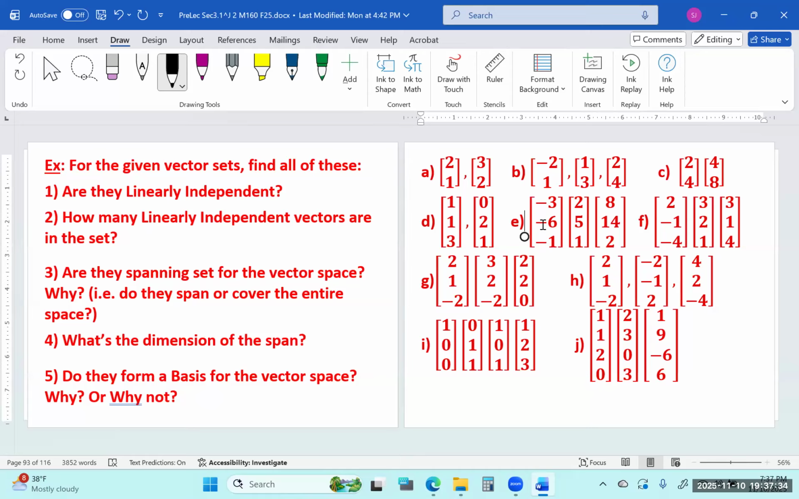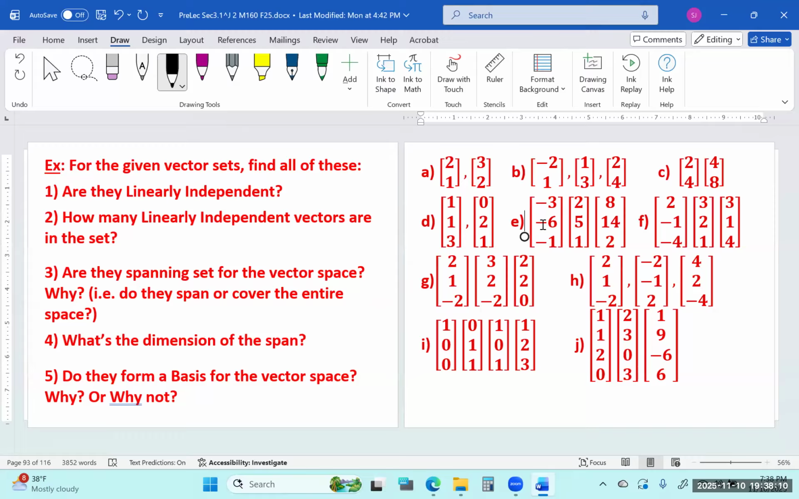Is it a spanning set? Yes. For example, if you want to go from 1 to 2, you need to multiply this vector by 2, right? So 2 times 1 is 2. But what is 2 times 2? It should be 4. But do you have 4? No. So they cannot multiply. All the numbers have to match when you multiply.